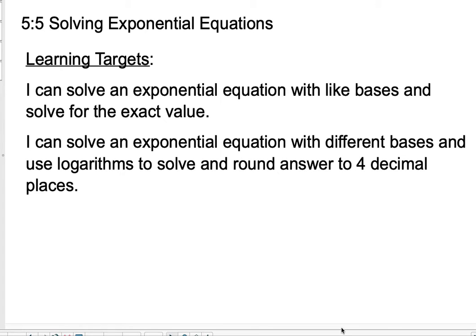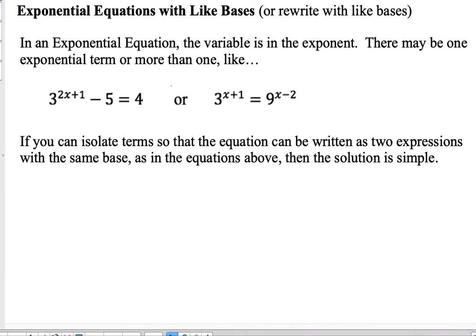So we are going to solve an exponential equation with like bases and solve for the exact value. So exponential equations with like bases, or we're going to have to rewrite them with like bases. Basically an exponential equation has a variable in the exponent, and there might be more than one exponential term. The first one just has a single x up in the exponent. You've got 3 to 2x plus 1.